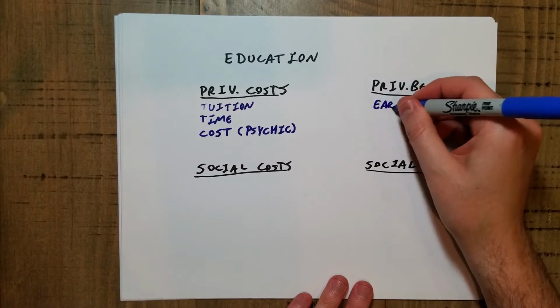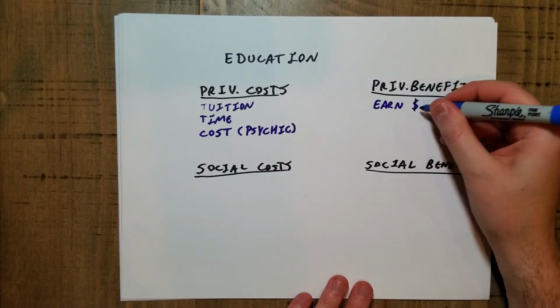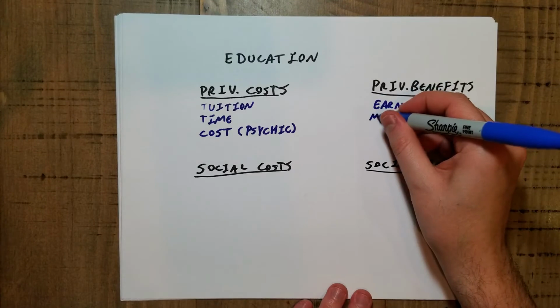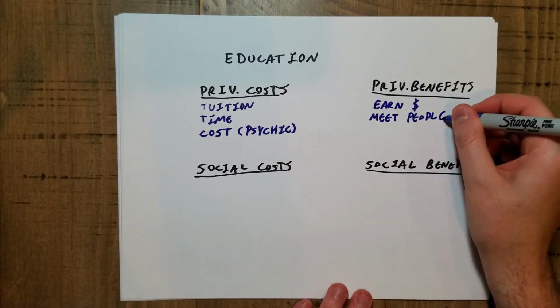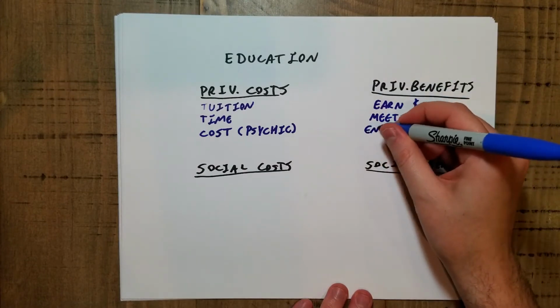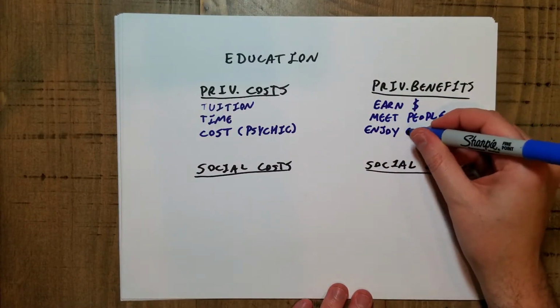Okay, how about the private benefits? Well, you earn more money as a result of getting your college degree. You're going to earn more money. You might meet some nice people. Heck, maybe you'll enjoy the experience of education.